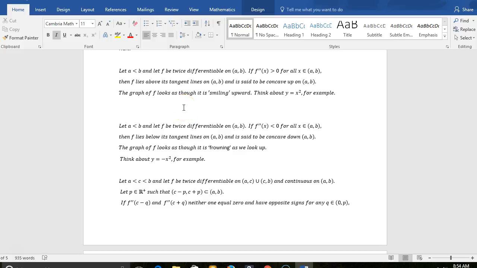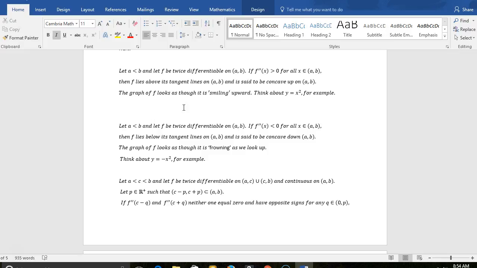Hello again. In the next few videos, we're going to talk about concave up and concave down. Concavity is basically the concept here. A function can be concave up on one particular open interval, and it can be concave down on another interval. But I've not even defined these terms yet. I understand that, but just bear with me for a second.